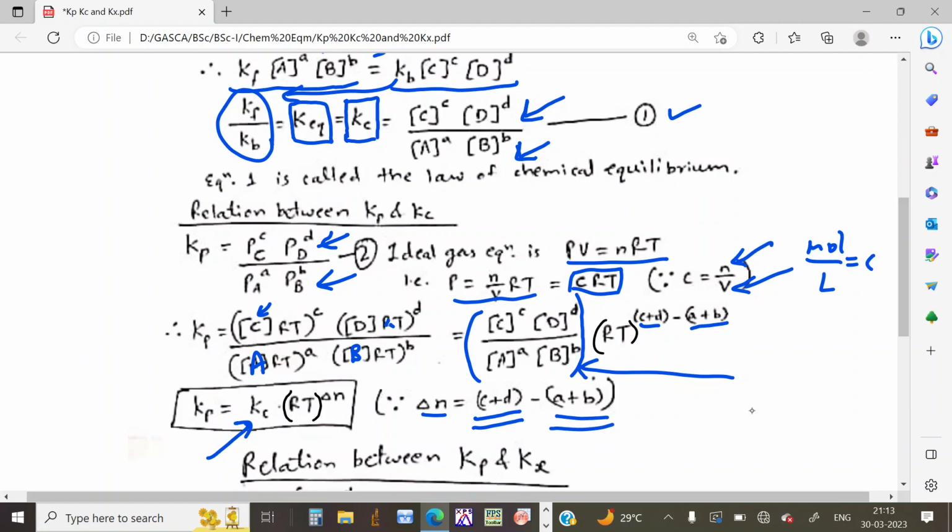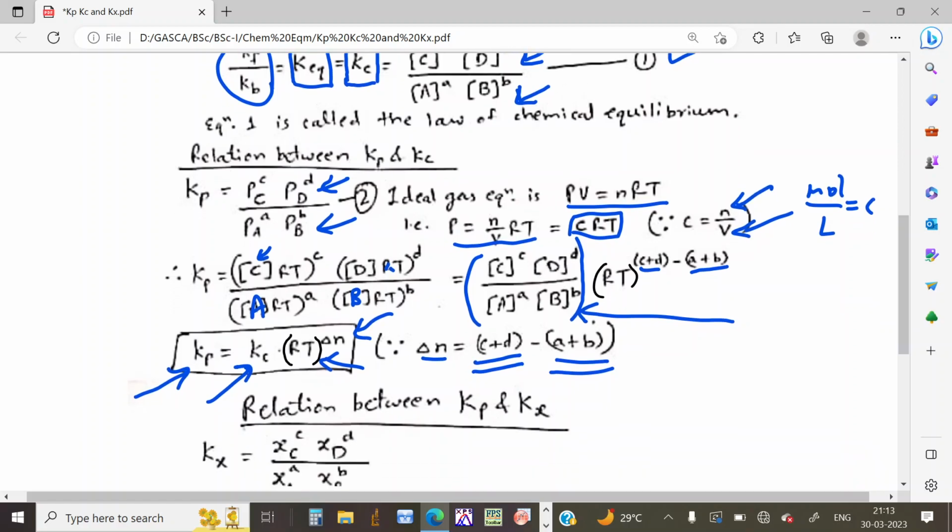Here C plus D are the number of gaseous products and A plus B are the number of gaseous reactants. So for delta n, replace C plus D minus A plus B by delta n. This is the relationship between Kp and Kc. Kp is equal to Kc into RT raised to delta n. You have to put here bracket RT whole raised to delta n.